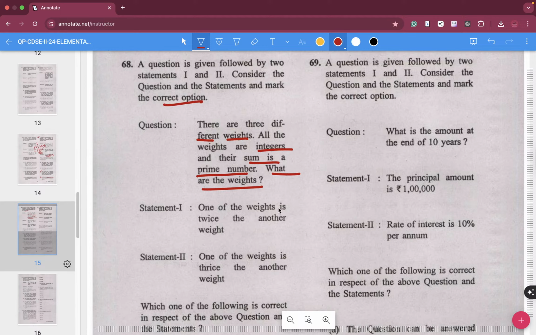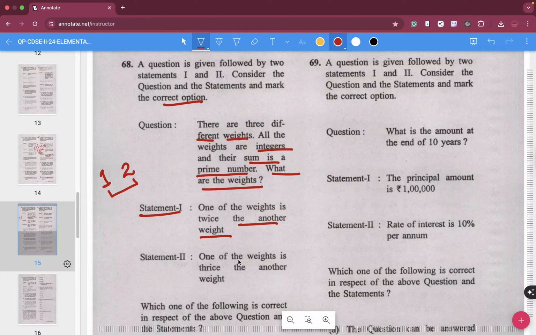So one of the weights is twice the weight of another. If I say the first weight is 1, and I take statement 1 as correct, the other weight will be 2. This is according to statement number 1.